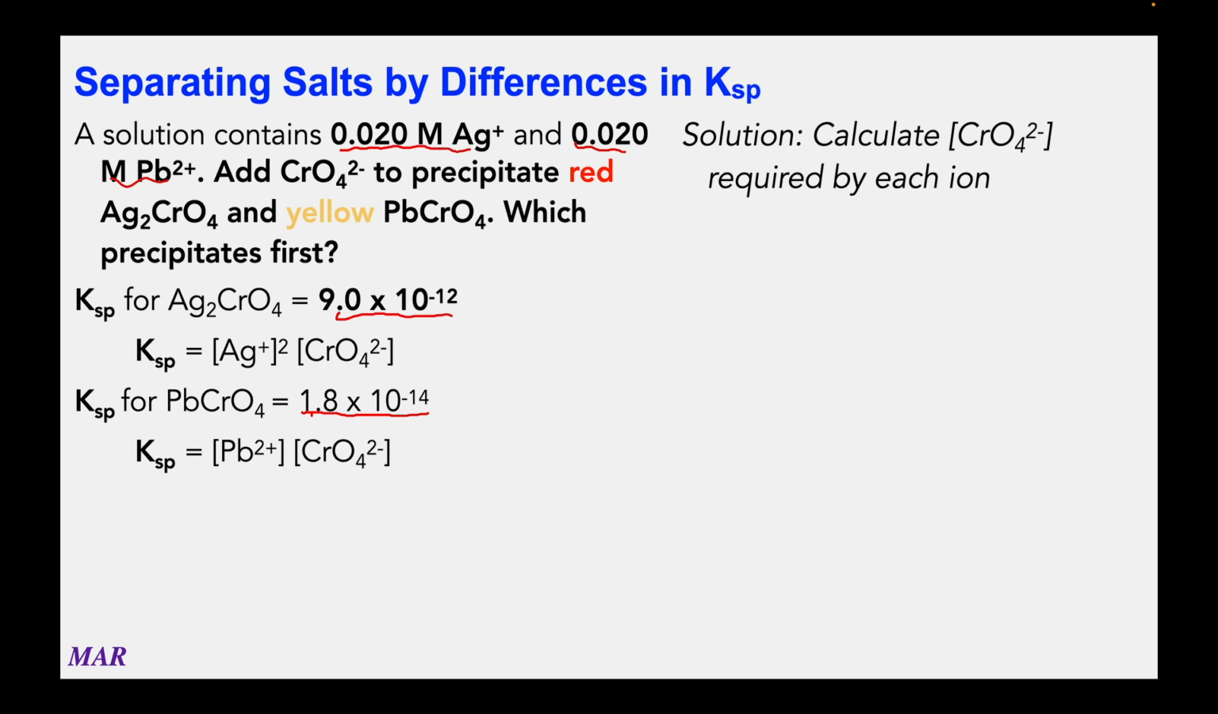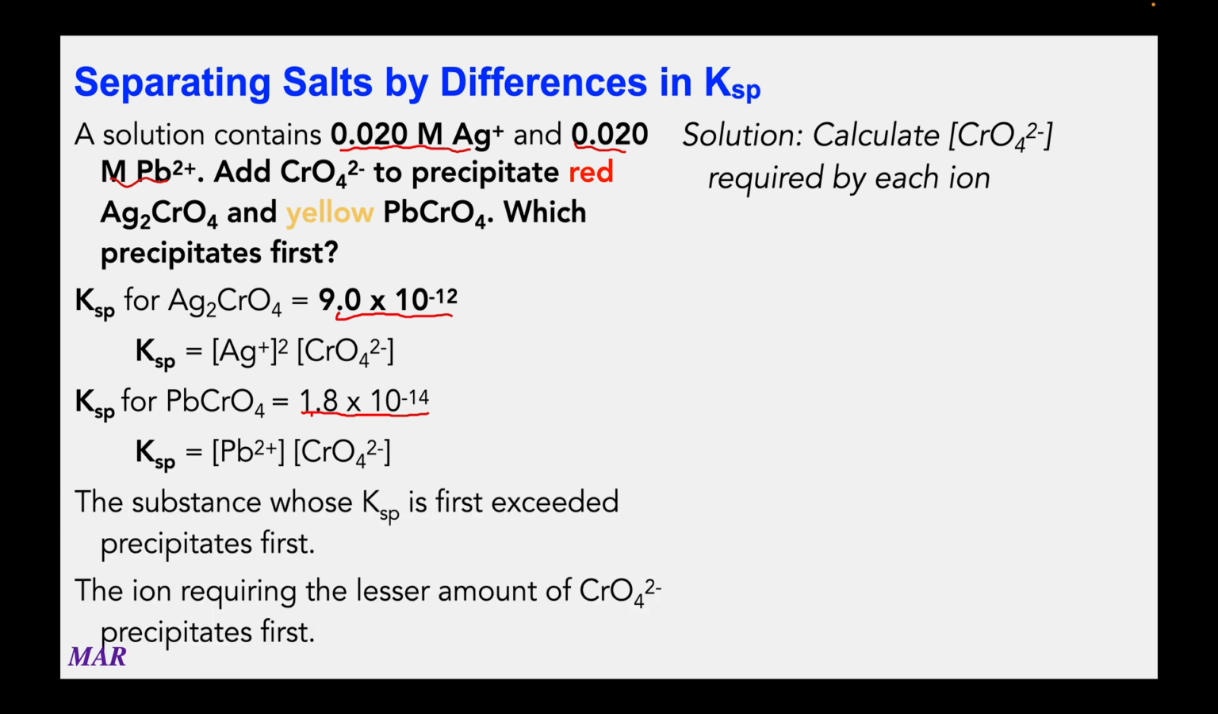We can use all this information to calculate how much chromate is required by each ion. And whatever number we get, we're going to look for the smallest amount of chromate, because the smallest amount of chromate will reflect the one that precipitates out first. So it's kind of a cool thing. It's mathematically not very hard. It can be a little confusing, but it's nothing you can't do.